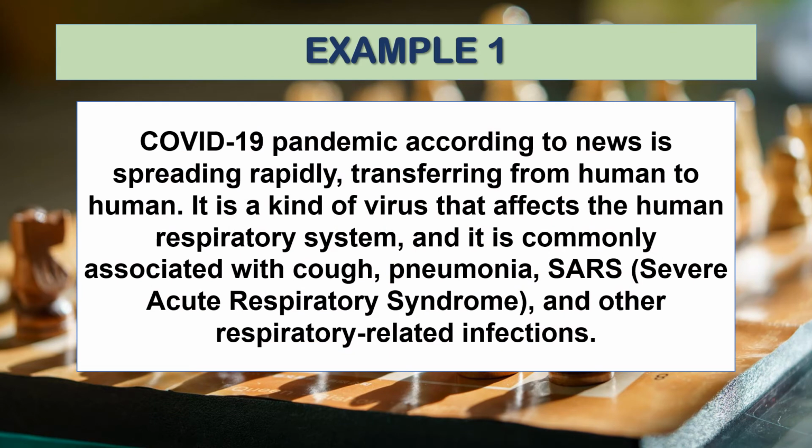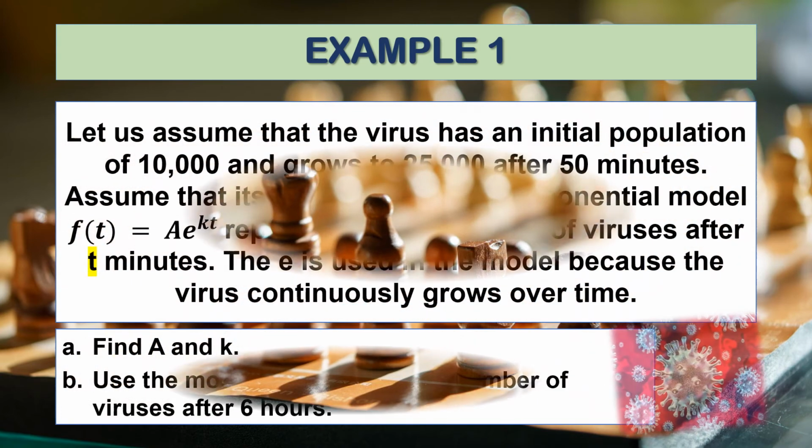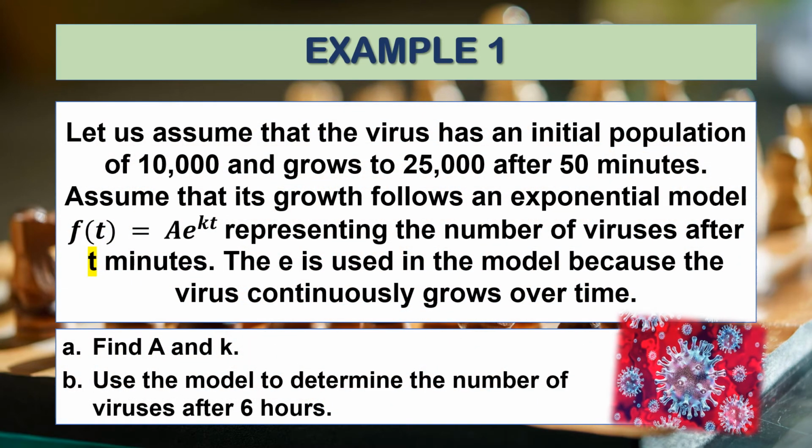Example 1. The COVID-19 pandemic, according to news, is spreading rapidly, transferring from human to human. It is a kind of virus that affects the human respiratory system, and it is commonly associated with cough, pneumonia, SARS or severe acute respiratory syndrome, and other respiratory-related infections. Let us assume that the virus has an initial population of 10,000 and grows to 25,000 after 50 minutes. Assume that its growth follows an exponential model.